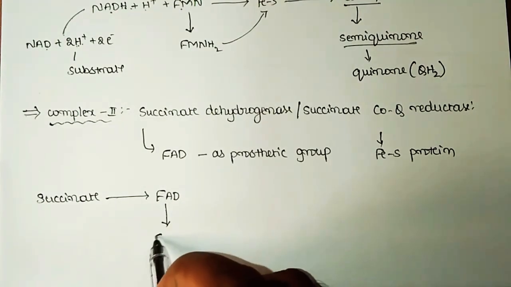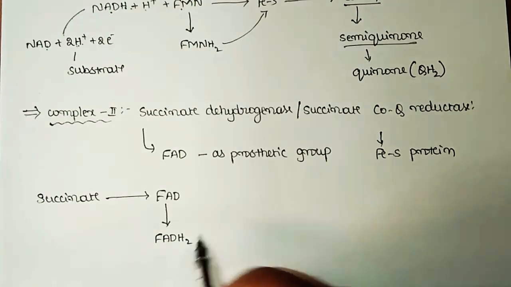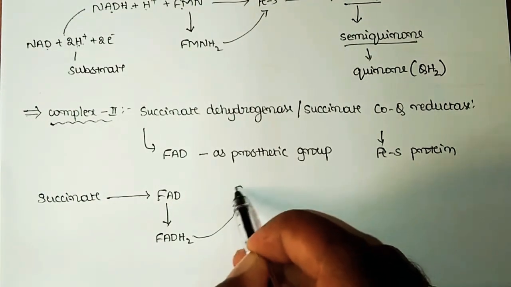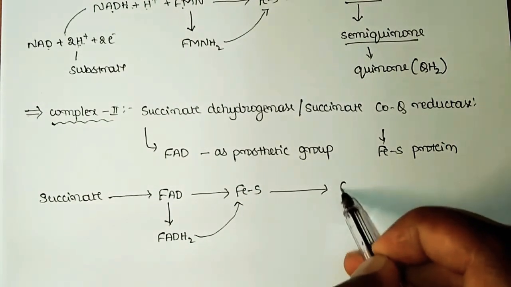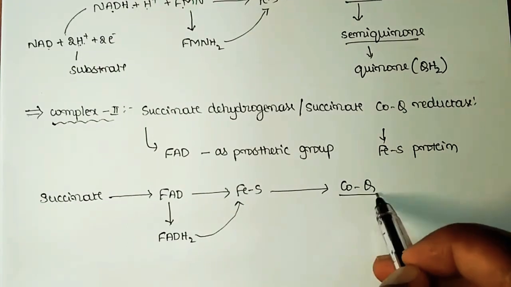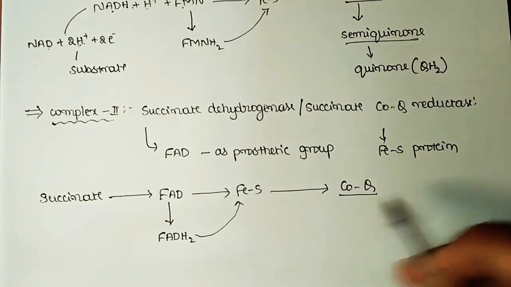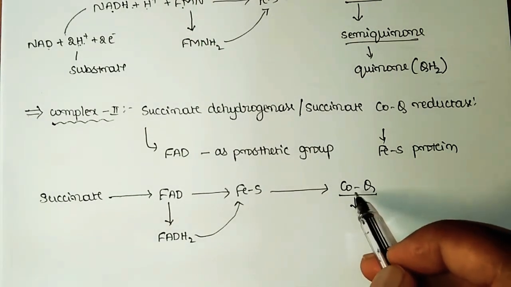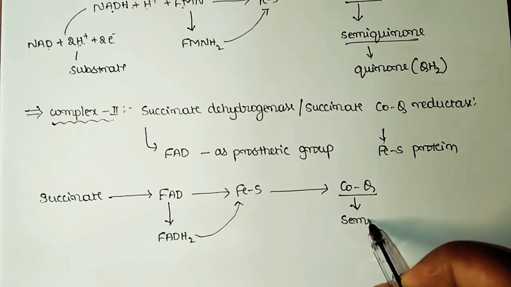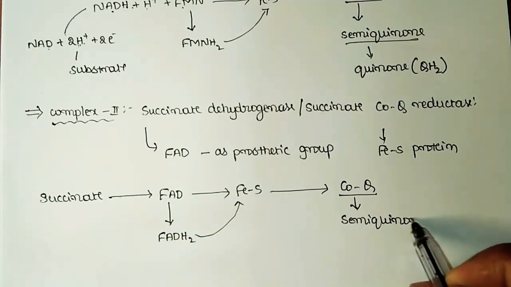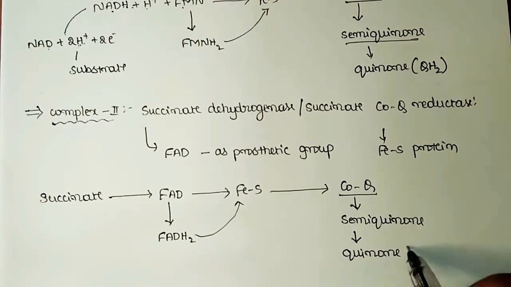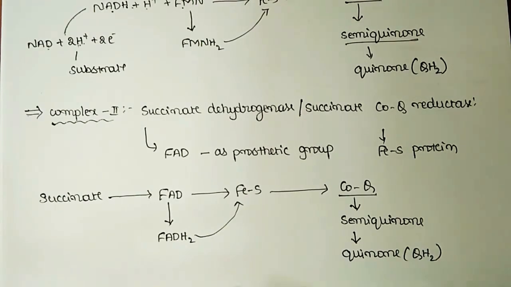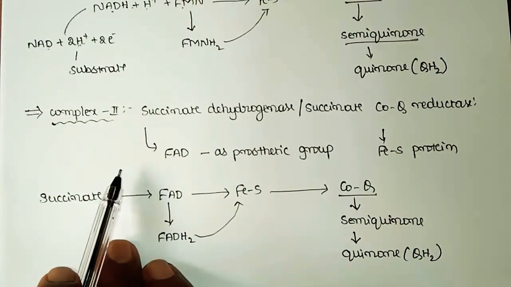So FAD will get reduced to give FADH2, and from this FADH2 the electron will get transferred to iron sulfur protein, and from iron sulfur protein the electron will get transferred to coenzyme Q, that we also said is ubiquinone. By receiving the electron, coenzyme Q first will change into semiquinone, and this semiquinone will further get reduced to give QH2. So this is the sequence of electron transfer in case of complex 2.